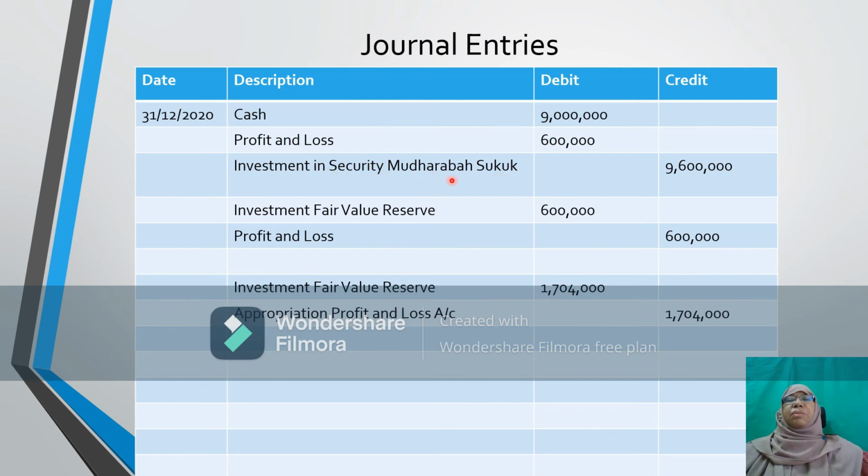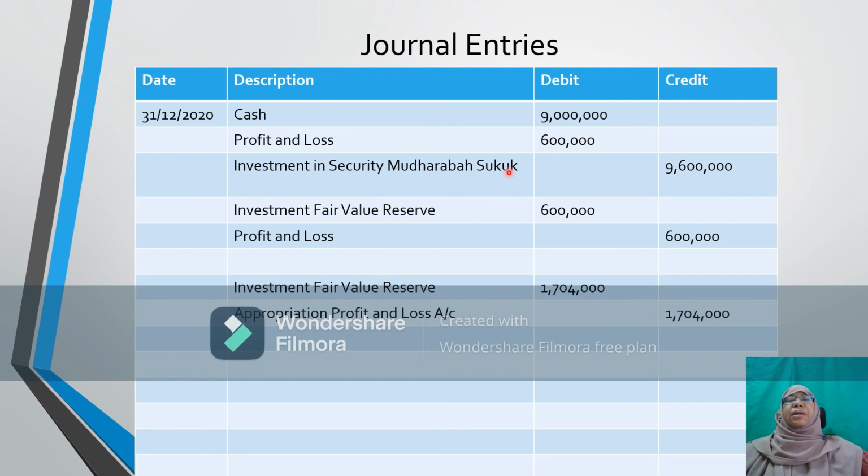So investment in security Mudharabah Sukuk balance is 9.6 million, whereas the cash received from the investment in security Mudharabah Sukuk is only 7 ringgit and 50 cents multiplied by the 1.2 million. So that will give a total of 9 million. The difference between the investment security fair value and the received cash will be recognized as a reduction in the fair value of the security Mudharabah Sukuk, which is actually 50 cents multiplied by 1.2 million, ending up with 600,000.